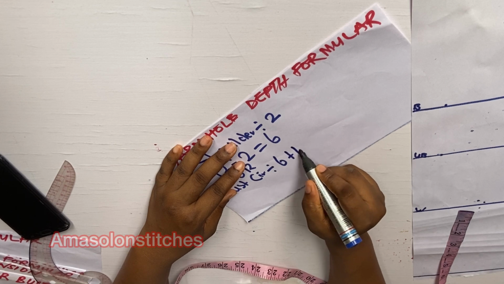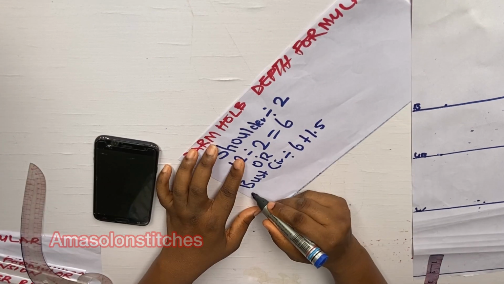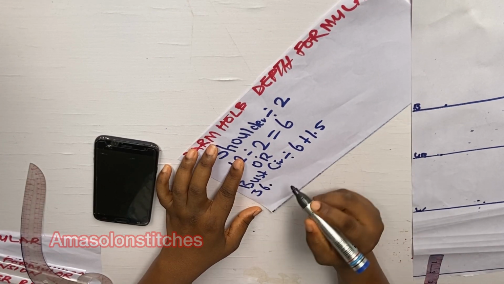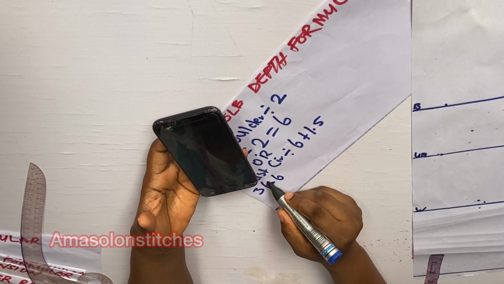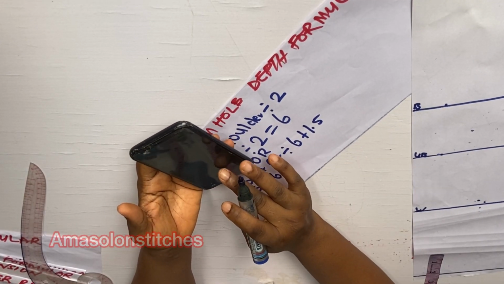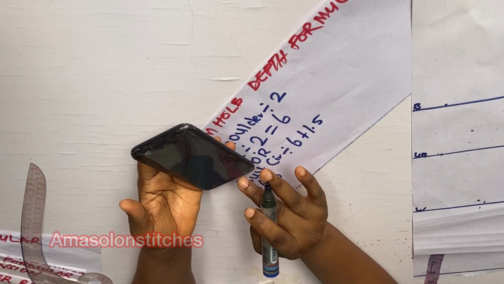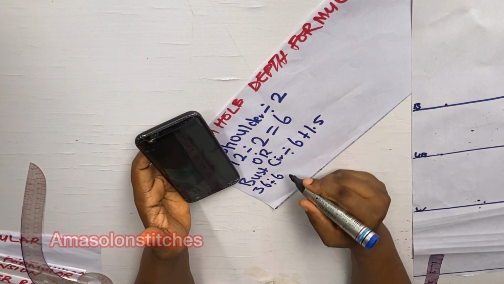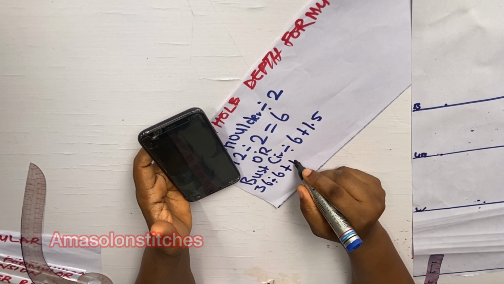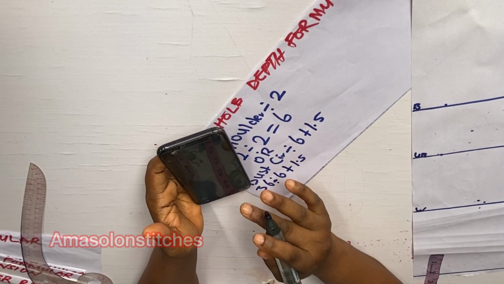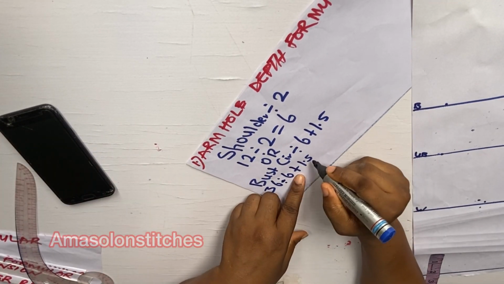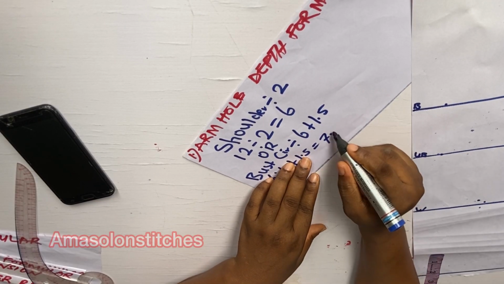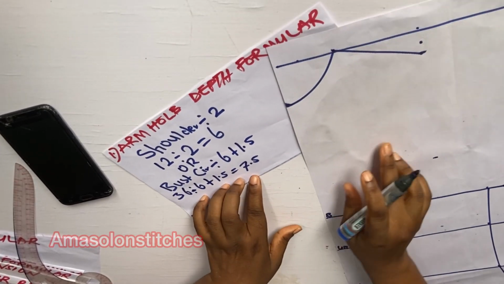The second one is your bust circumference divide by 6 plus 1.5 inches. This is the one I actually do use most of the time. I use the second formula. Your bust circumference divide by 6 plus 1.5 inches. So let's assume the bust you're working with is 36 inches, divided by 6 plus 1.5 inches. Okay, let's see what it gives us. In this case, plus 1.5 inches gives us 7.5 inches.